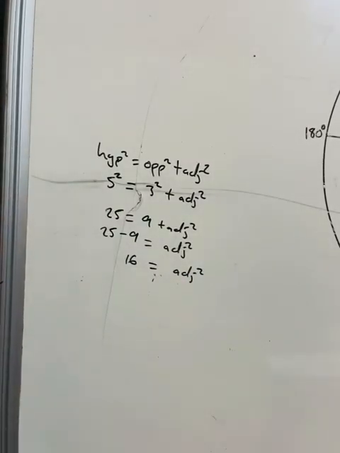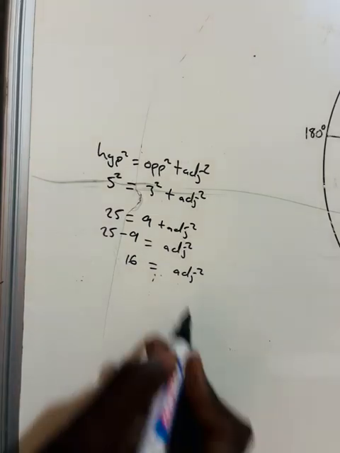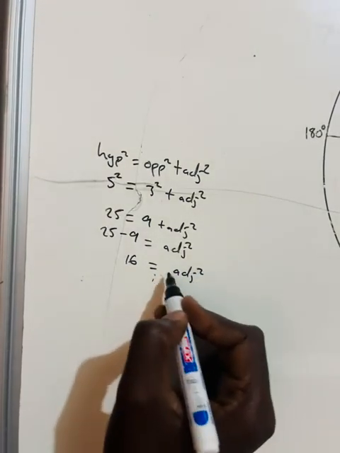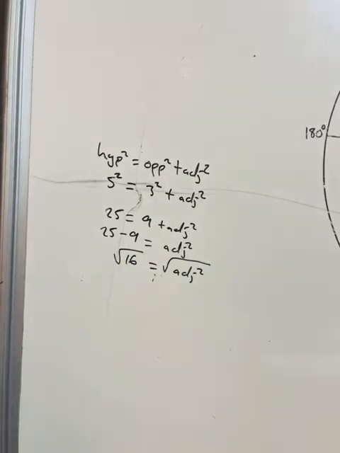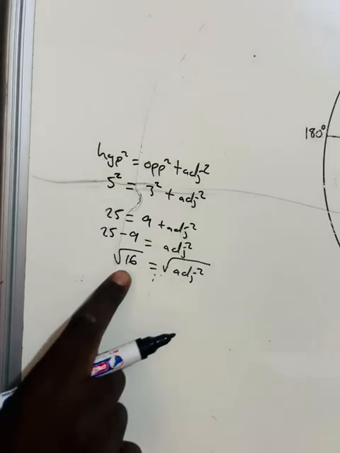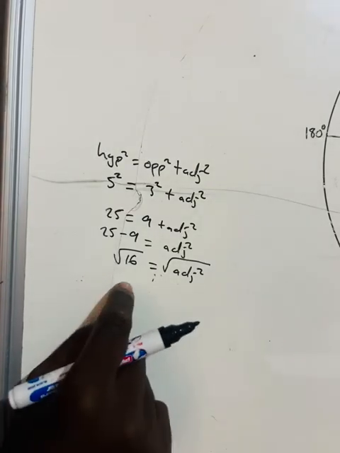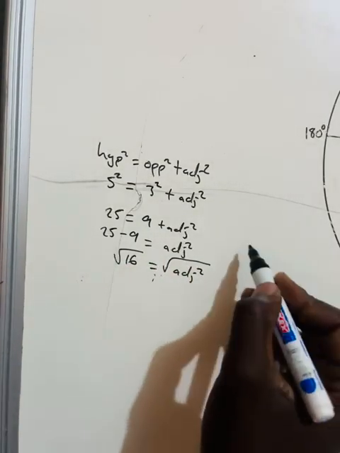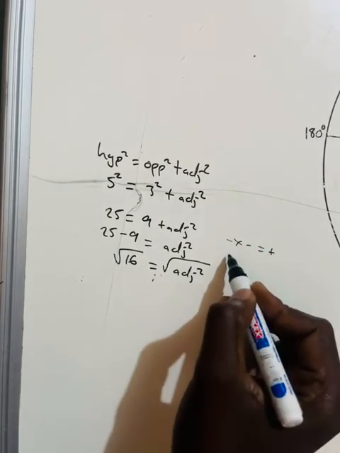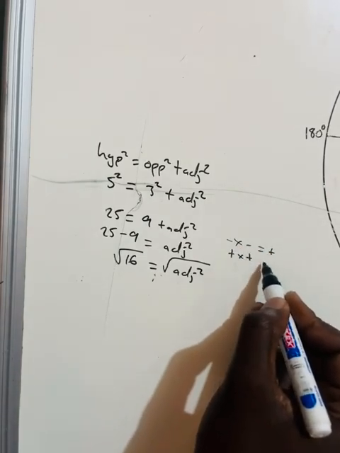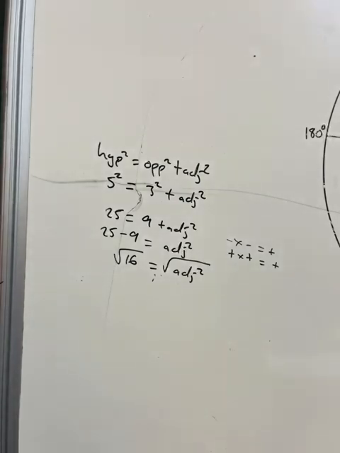Now, what do we want? We do not want adjacent squared, we just want adjacent. So in order for us to get rid of this squared, we use what? We use the square root. And on this side we also use a square root. But remember, in algebra we were told, how can you get a positive? You can get a positive in two different ways: a negative multiplied by a negative, which will give you a positive sign, or a positive multiplied by a positive, which will give you a positive sign.